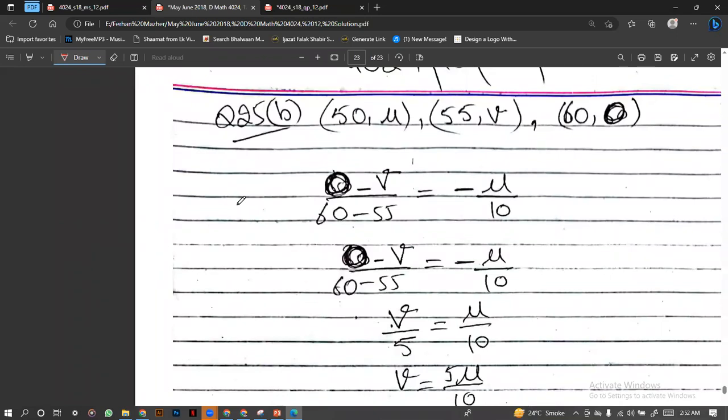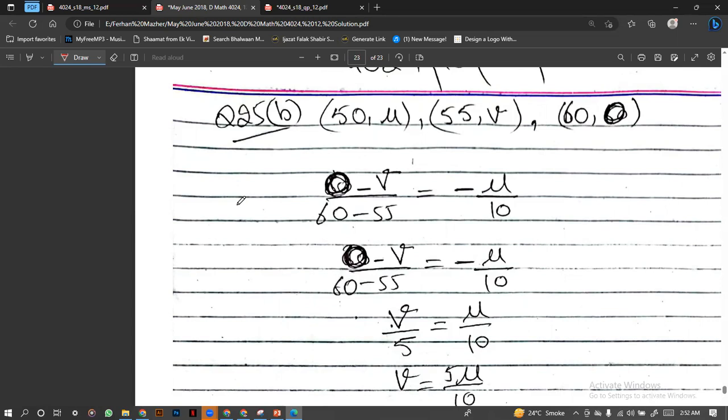Whatever the gradient is between 60 comma 0 and 55 comma v, the same is the gradient between 50 comma u and 60 comma 0. And we have already calculated in the A part that it is minus u by 10. So 0 minus v divided by 60 minus 55 equals minus u by 10. So v by 5 equals u by 10.